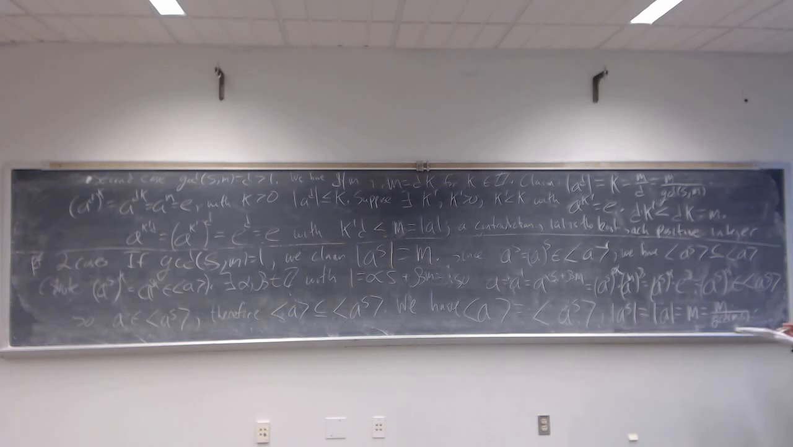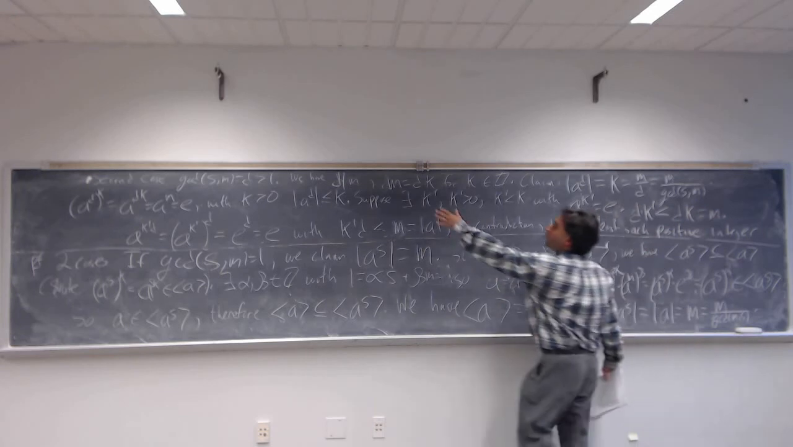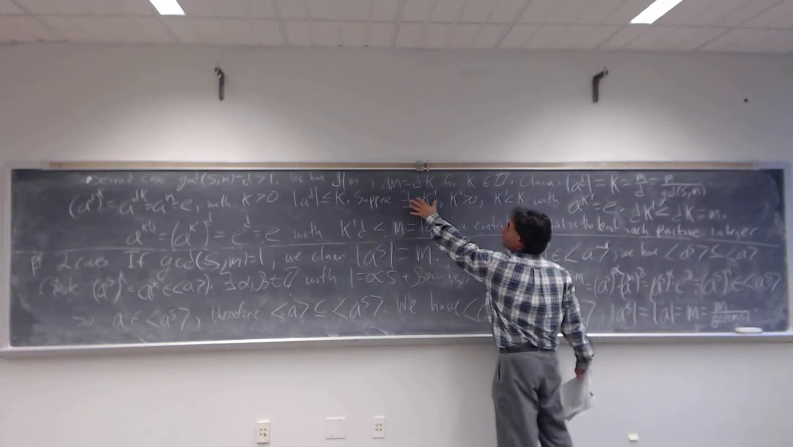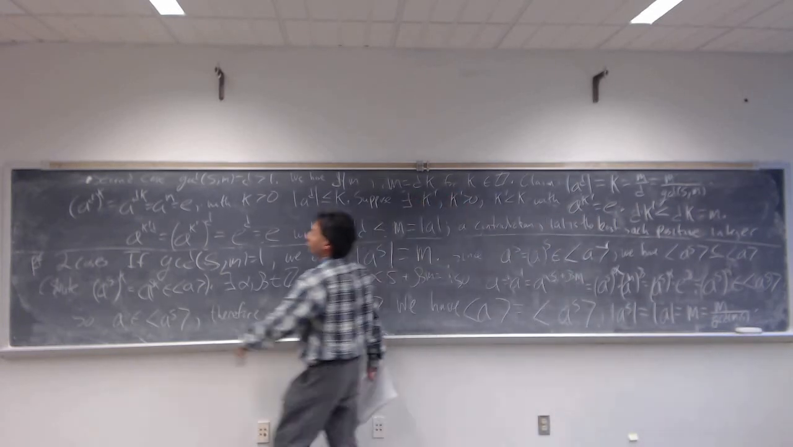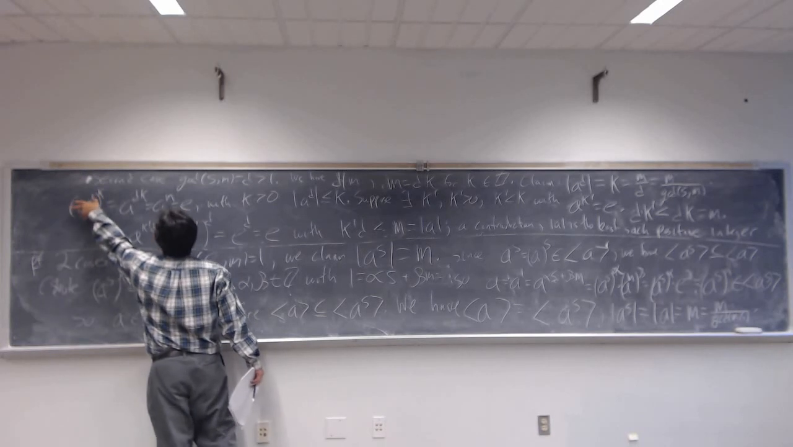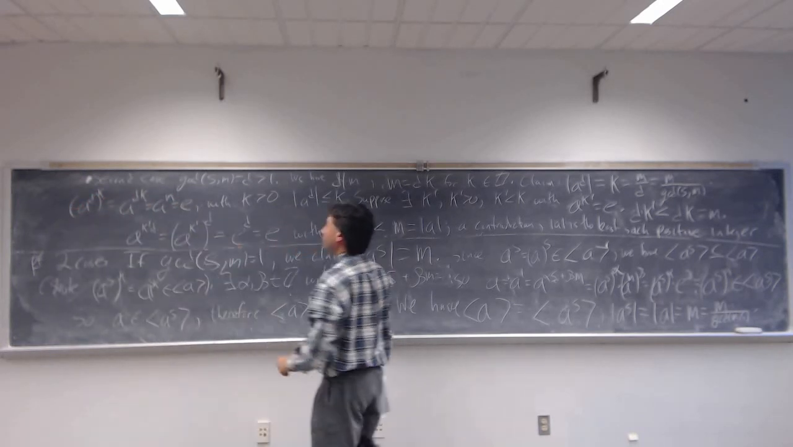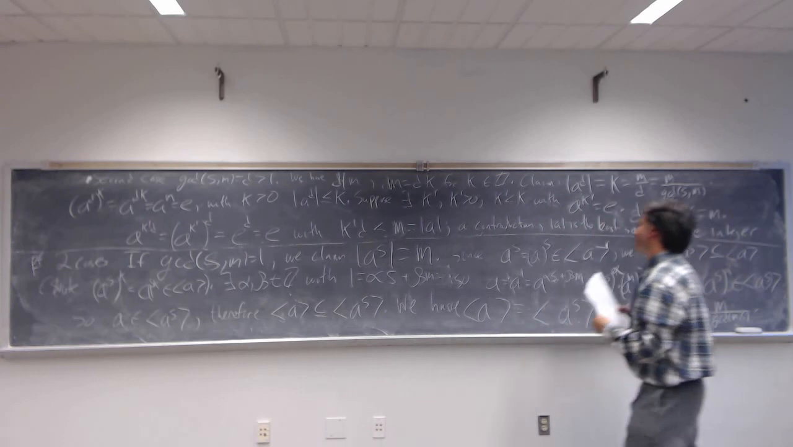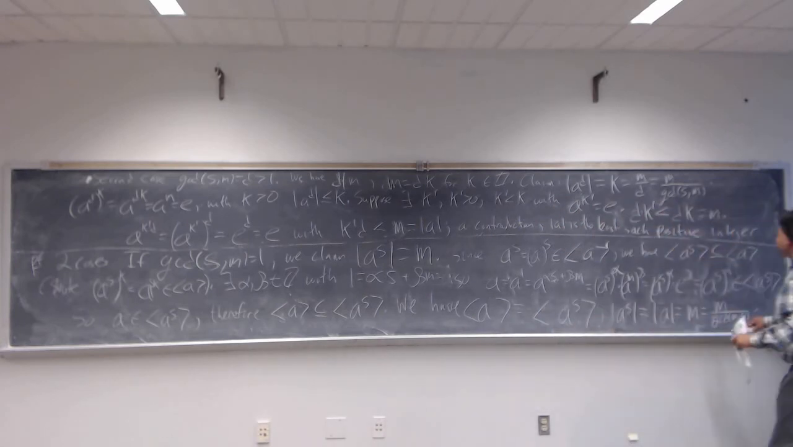So I think that contradiction really proves it, right? Therefore no such K prime can exist. So K is not only an exponent that took A to the D and made it equal to the identity, but it's the least such positive exponent.